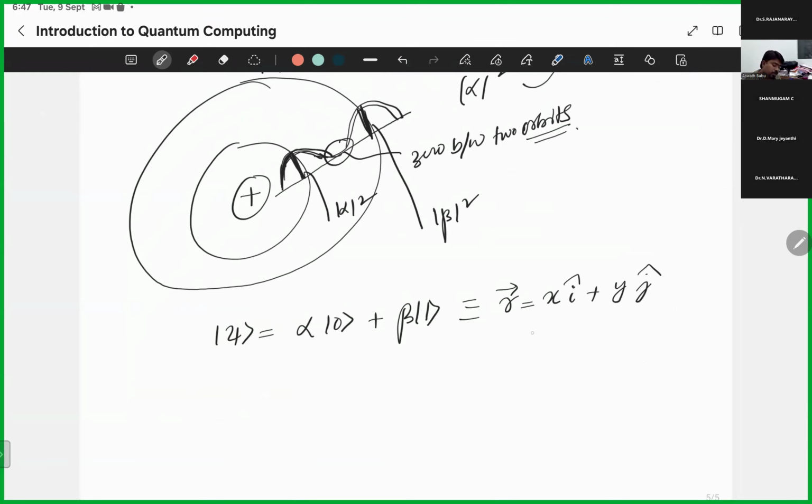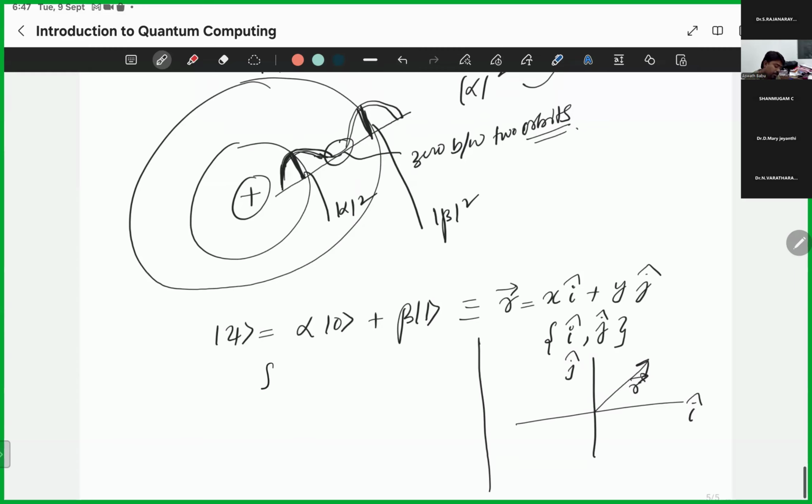Okay. So here the basis elements on which the Cartesian coordinate system is constructed are i and j, and R is a vector on the Cartesian coordinate system. Now that means the basis here is |0⟩ and |1⟩, which means alpha and beta are just like x and y.